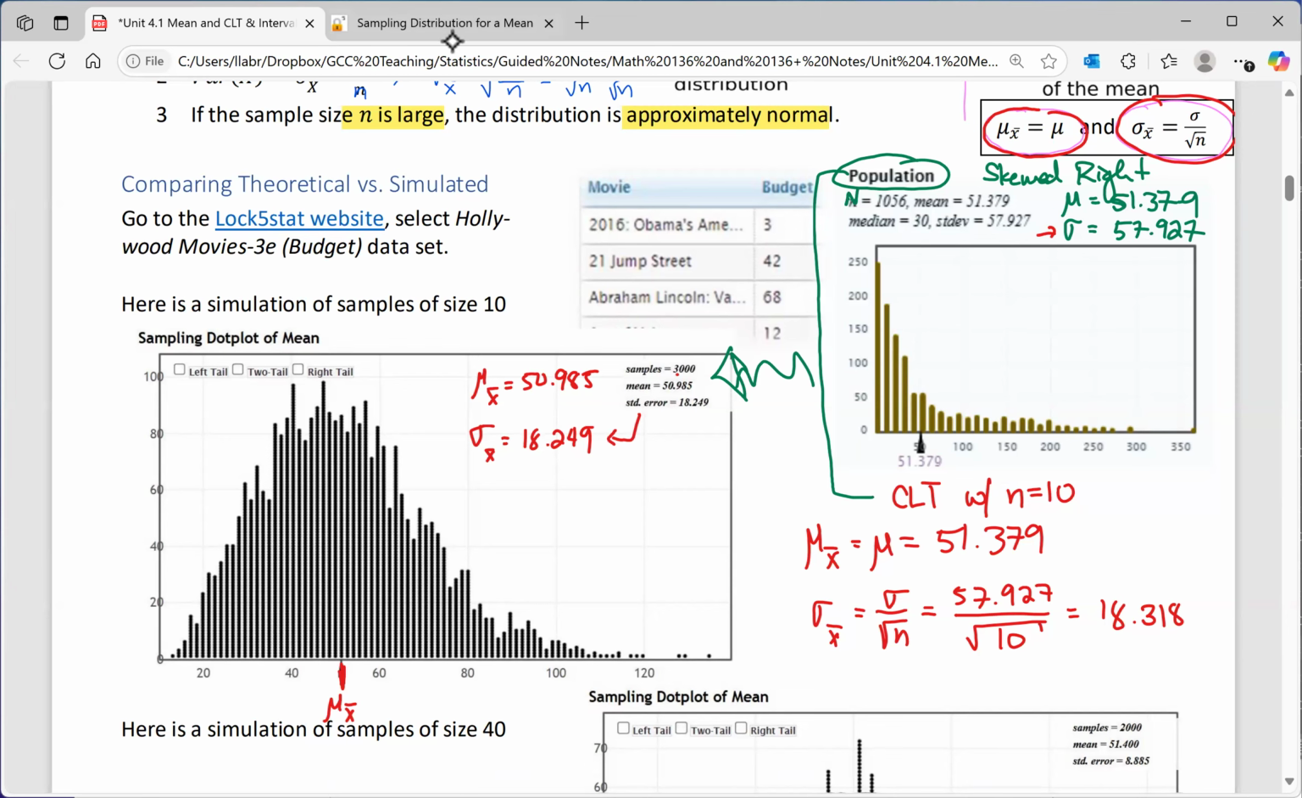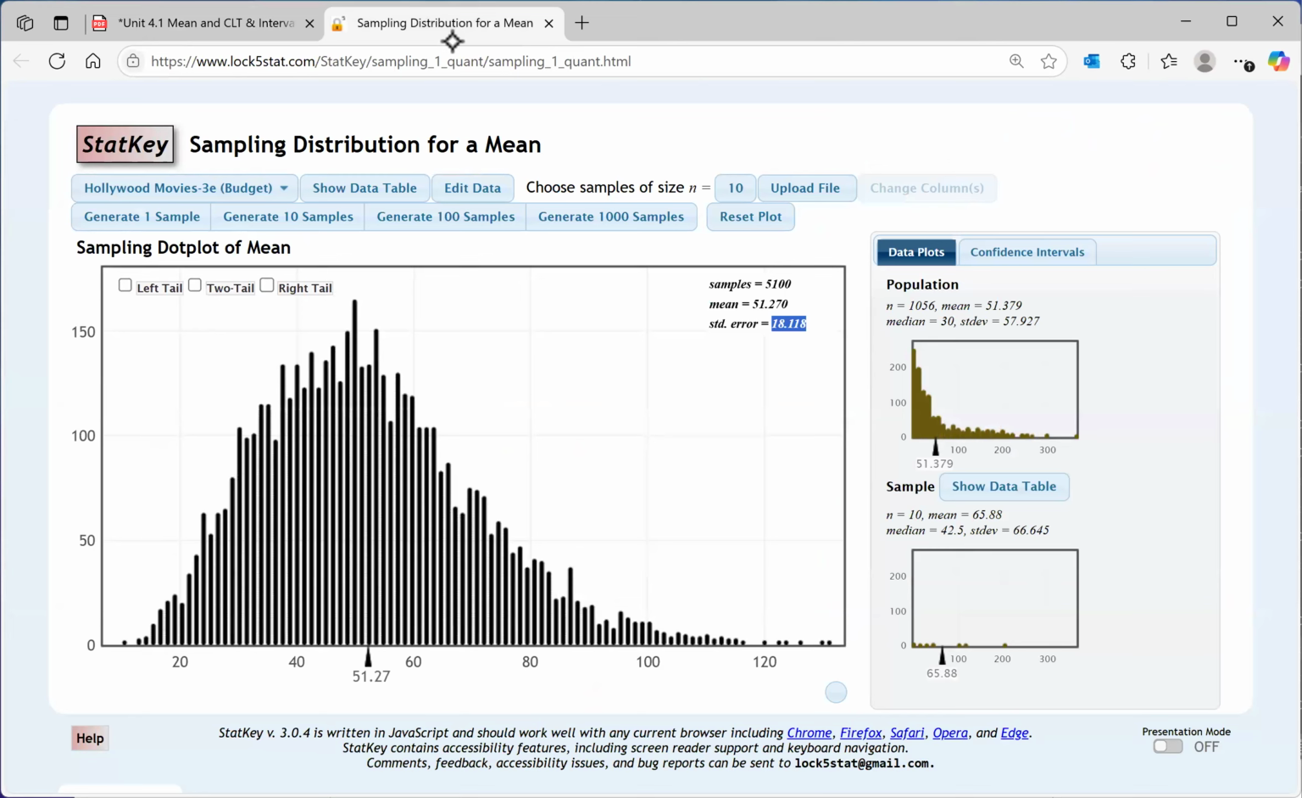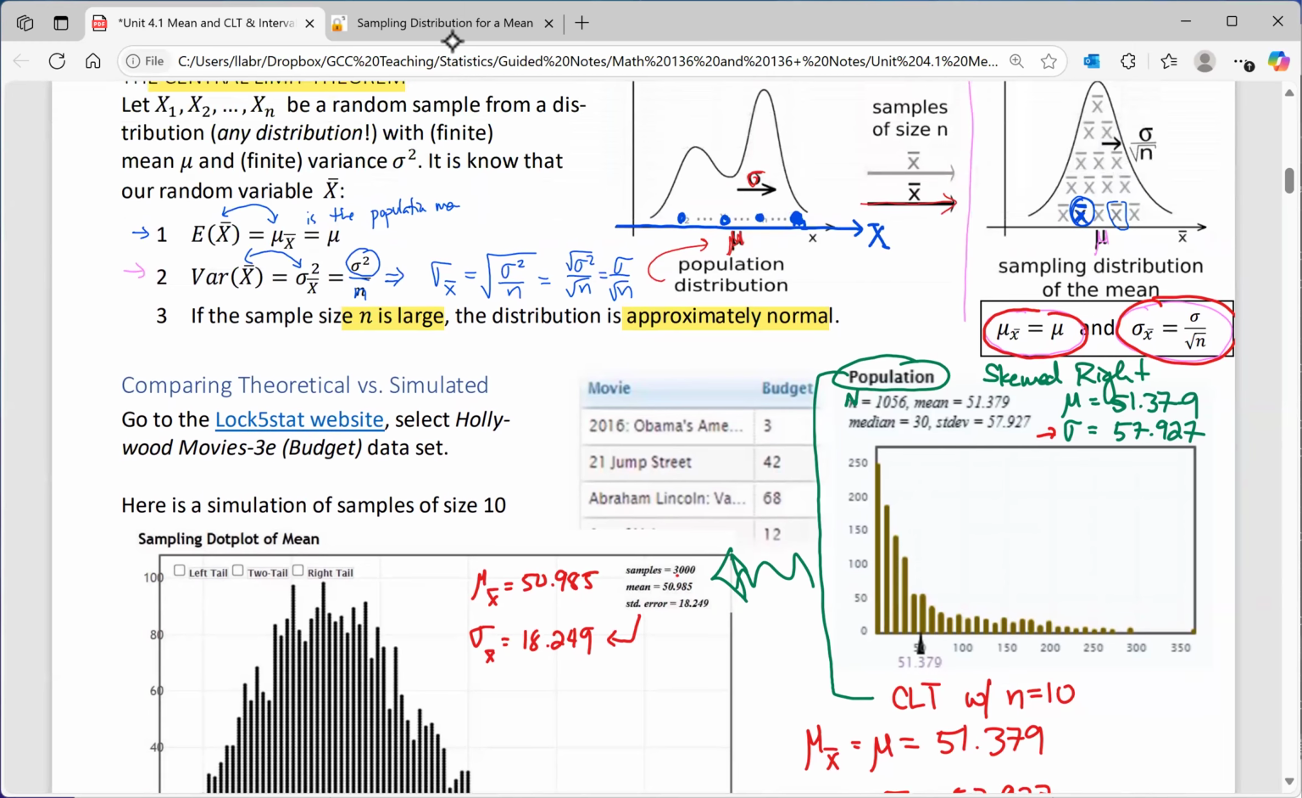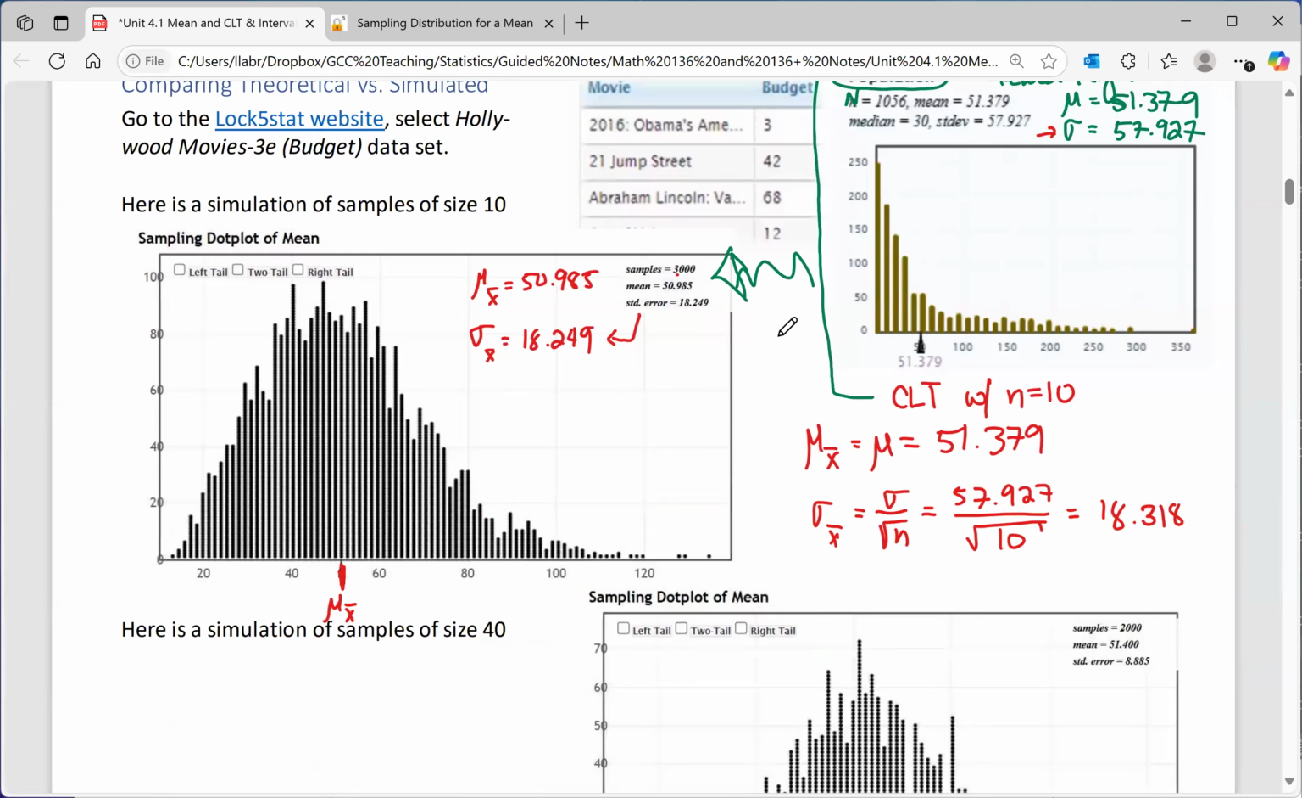And when I did it with you, you can see that the center of the sample means is a lot closer to the prediction. And that's the power of the central limit theorem. So 1 and 2 always apply. No matter what sample size you get, this will always be true. And 3 will take a little bit of care: if the sample size is large, our distribution will be approximately normal. So that is something that I want to mention here.